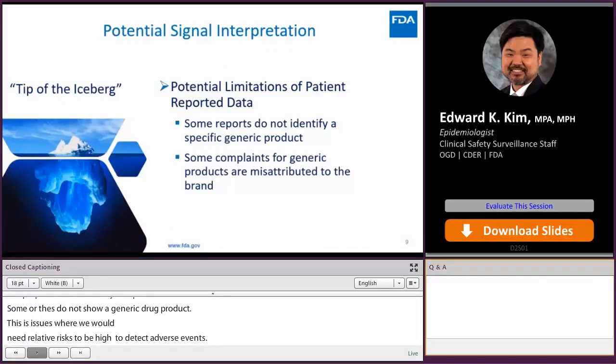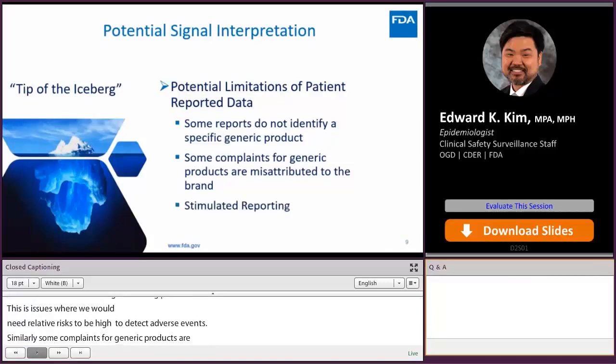So you can start to see how the data may not be fully representative of an entire population. And stimulated reporting, for example, when we see an increase in complaints about a drug after a voluntary recall or another event or an announcement, can impact a drug safety profile definition over time.